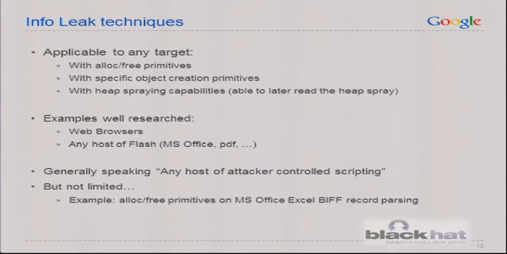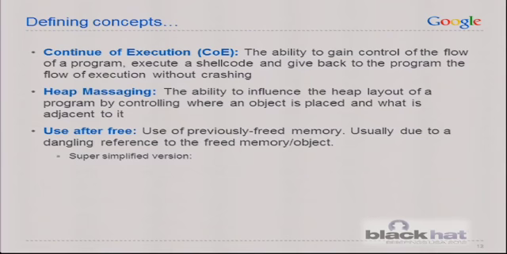For example, you can find these primitives in Excel by parsing BIFF records. An Excel file is basically a list of BIFF records. When you parse a specific type of BIFF record, it will allocate some memory or free it. So you can have an Excel file that allocates 10 strings and frees one, depending on the BIFF records. But this talk is more about the browser. You can apply this again to any process that meets these requirements.